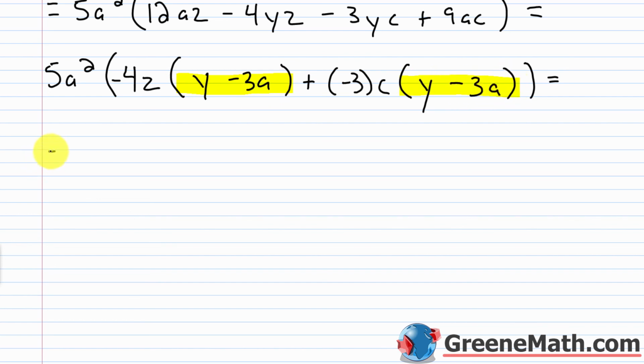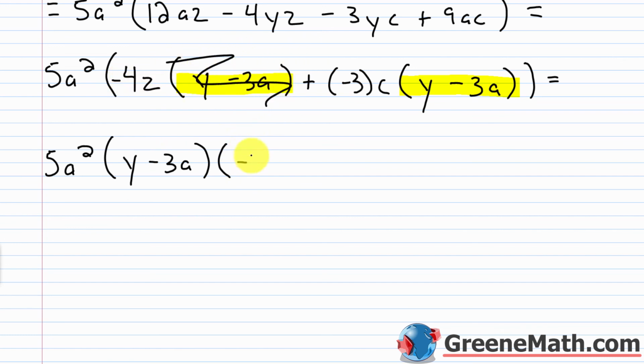So I'll have my 5a squared out in front. Not going to touch that. Inside, I'm pulling out the y minus 3a. So y minus 3a. And then what's left? If I pulled this out from here, if I canceled it basically, I would have a negative 4z. And then I would have a minus 3c. This would be canceled, right, if this was canceled. So I have my answer. 5a squared times the quantity y minus 3a times the quantity negative 4z minus 3c.